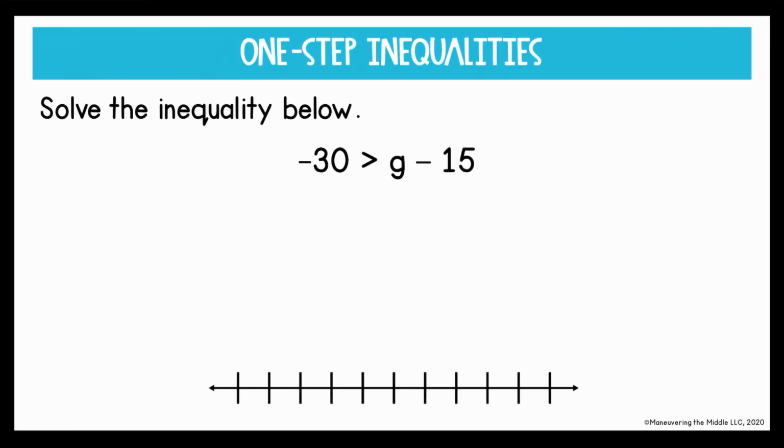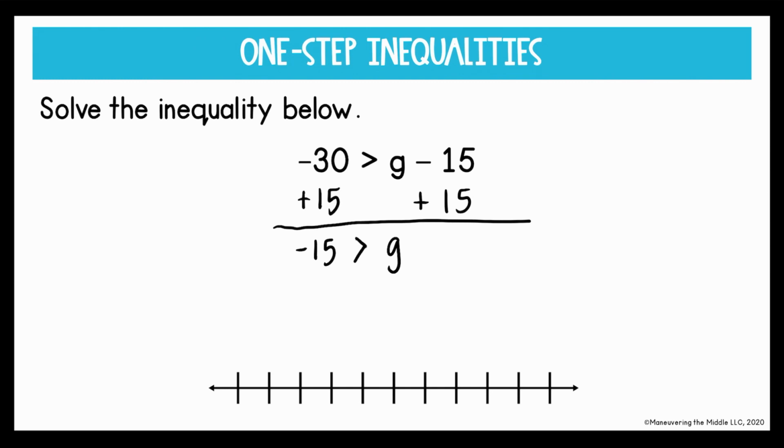Okay, let's look at this one below. Solve the inequality below. -30 is greater than g minus 15. So you might notice that our variable, our letter g, is on the right side of that inequality symbol. We're going to still do the same thing. We're going to isolate g by itself. We're going to see that, and then we're going to have -30 plus 15, which is going to be -15.